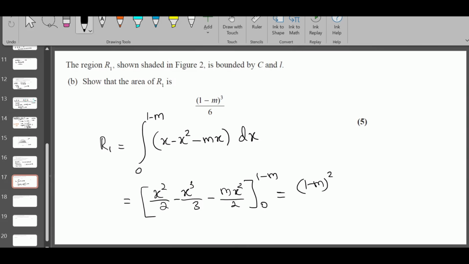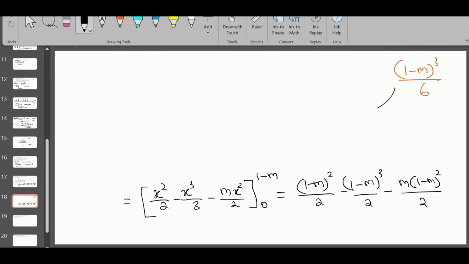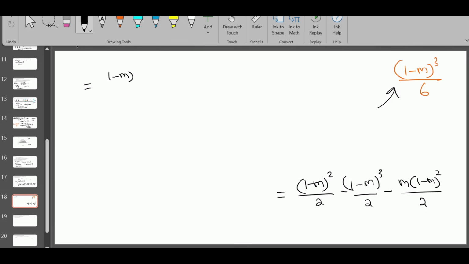1 minus m whole square by 2, 1 minus m whole cube by 2, m times 1 minus m whole square by 2. Don't open the bracket and make it complicated. You need to keep it this way and see how you can get this answer. We need to get this answer from this step. So we can take out the common factor 1 minus m whole square over 2. The first term has 1. The second term has 1 minus m. The third term has minus m.